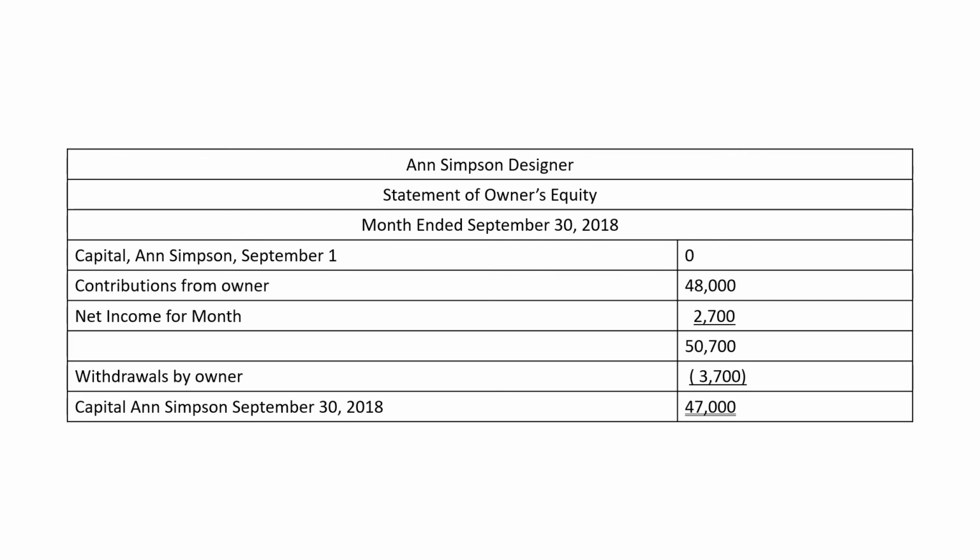They total $50,700. We then subtract any money Ann took out of the business. We kept track of that in the withdrawals. So let's subtract the $3,700. Capital, Ann Simpson on September 30th, $47,000. Double underline.